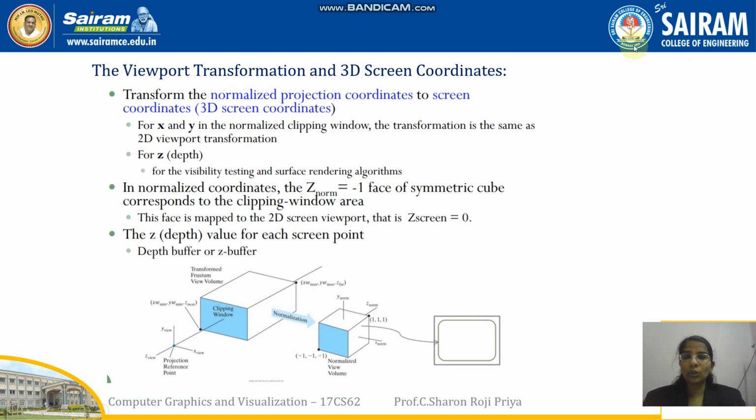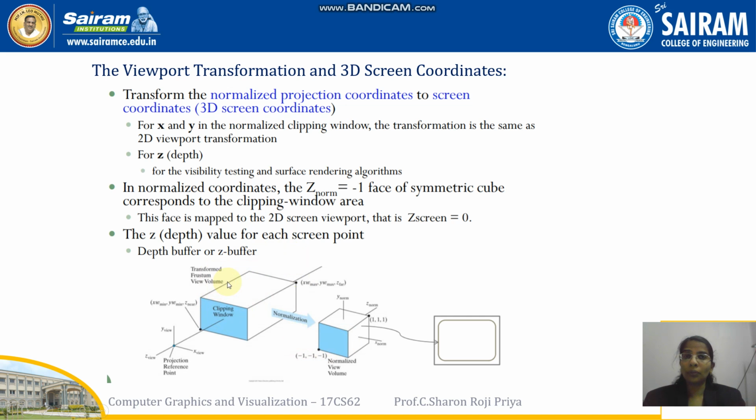As I told, from viewing coordinates I have to project onto my projection plane or view plane. After this I have to do the normalization. I do this normalization so that my output is independent of my devices. Usually these normalized coordinates will be from 0 to 1.